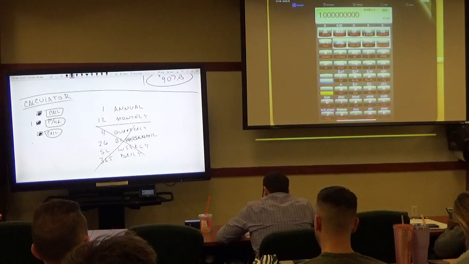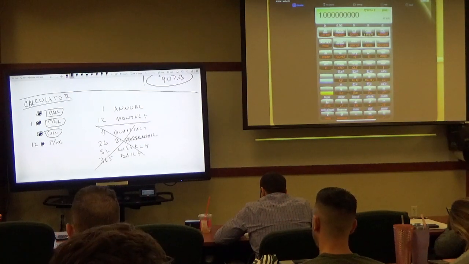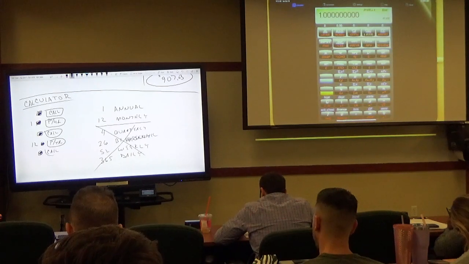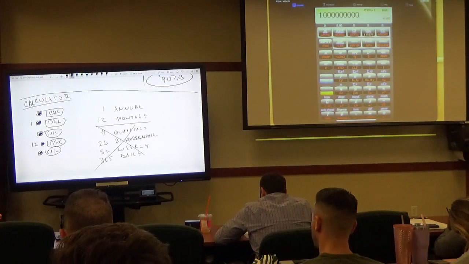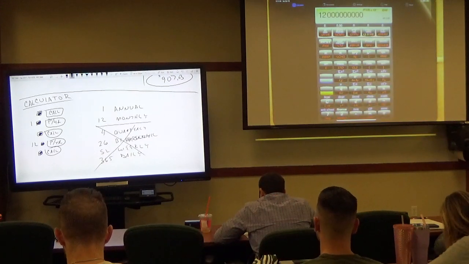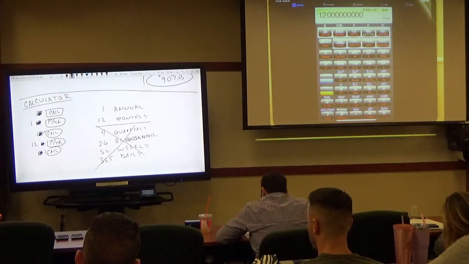Okay? To put it back to 12, same process. 12 P/YR, and then to check it, hit shift, clear all, and it should now say 12 P/YR in the display. Okay? We good? All right, this is a very, very first step.